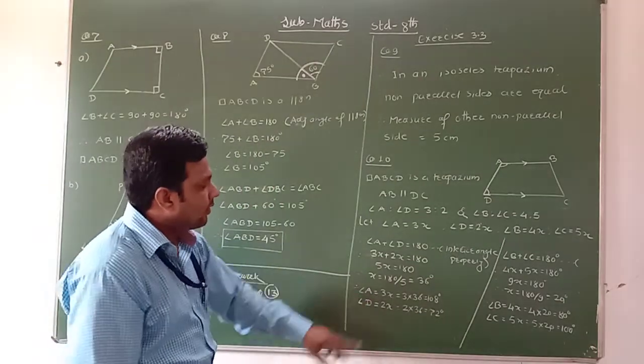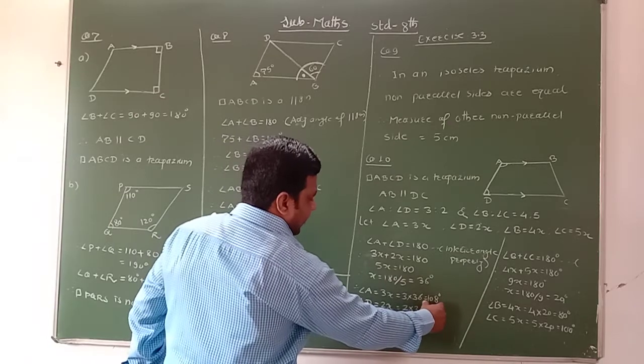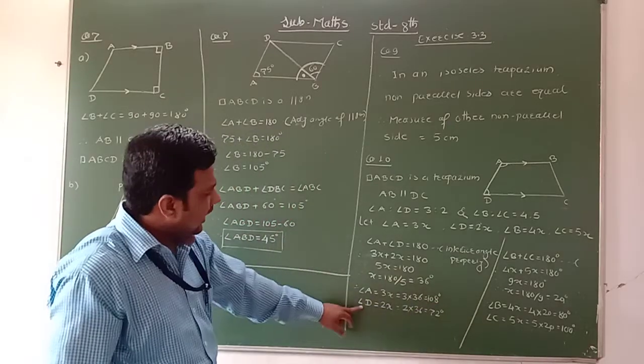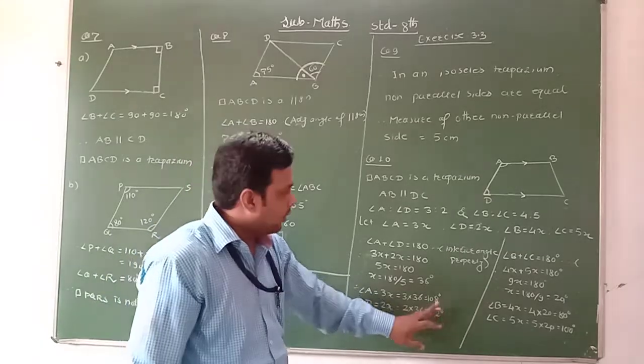X is equal to 180 upon 5, which is equal to 36 degrees. Therefore, angle A is equal to 3x, that is 3 into 36, and here we get 108 degrees. Angle D is 2x, which is 2 into 36, that is 72 degrees.